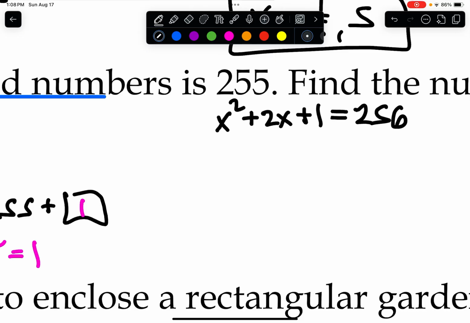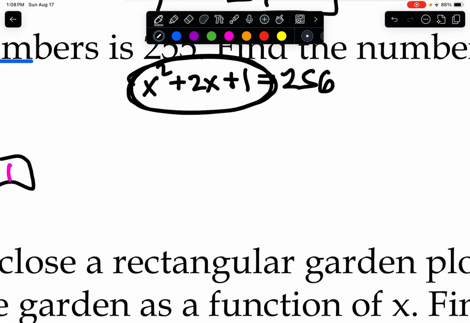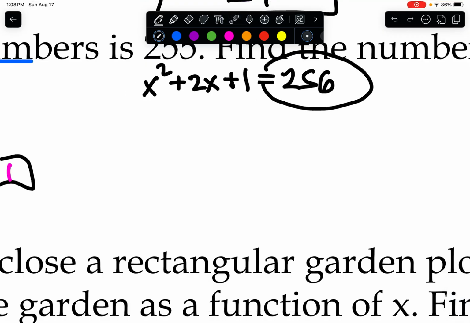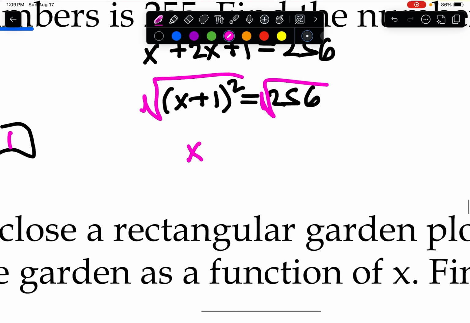Now 256, that is a perfect square. So on the left side, I'm going to factor this to a perfect square trinomial and then take the square root eventually. So let's actually do the left side first. This will turn to x plus 1 squared equals 256. Now I can do the square root. Just getting a little ahead of myself. So this would be x plus 1 equals plus or minus 16.